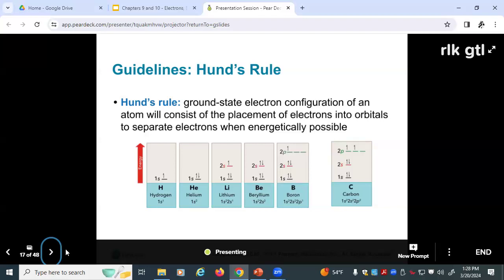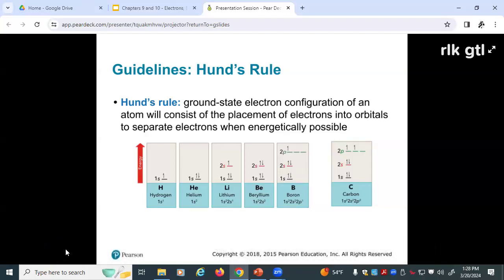Another common guideline here is something called Hund's rule. Hund's rule primarily applies when we are looking at orbital notation. And what we want to draw from this information is something relatively simple. If I have orbitals that are the same energy, because they're from the same sublevel, I'm going to fill them out evenly rather than pairing them up right away.